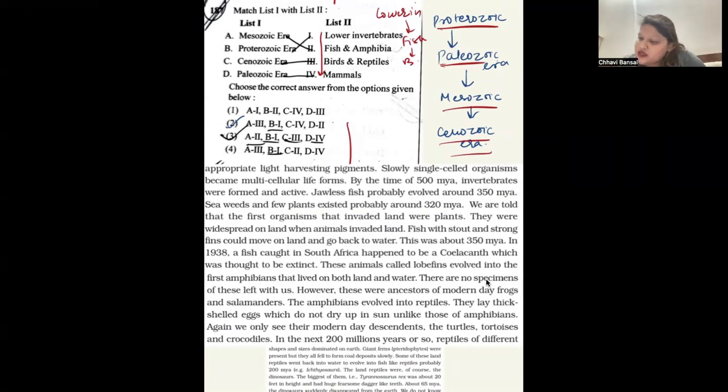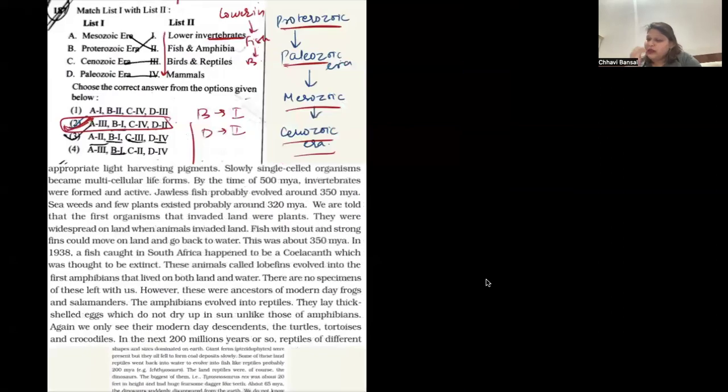So the answer is for lower invertebrates, it's Proterozoic. Means for B, it should be 1, right? Then fish and amphibians, Paleozoic. Means for D, it should be 2. So option C, second, is the correct answer for the given question, right?